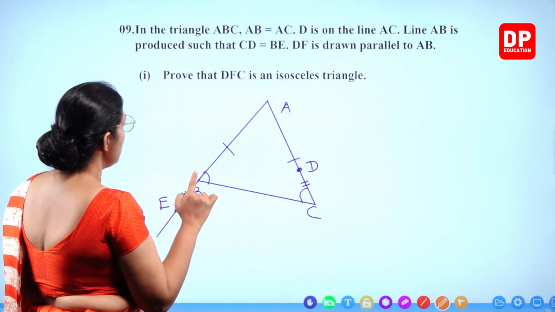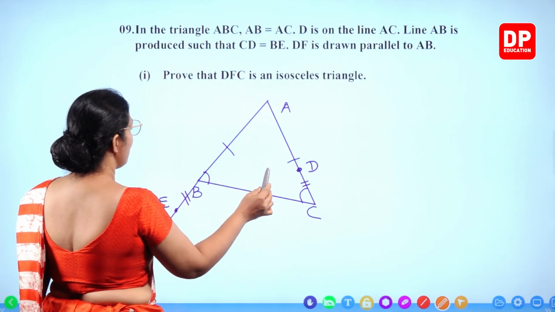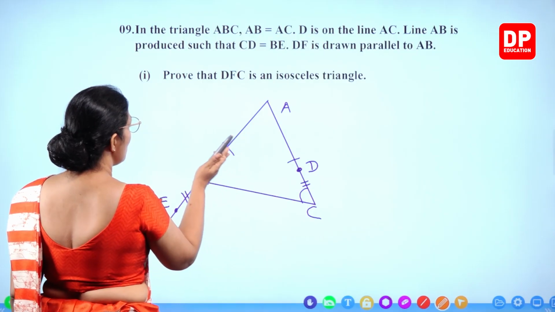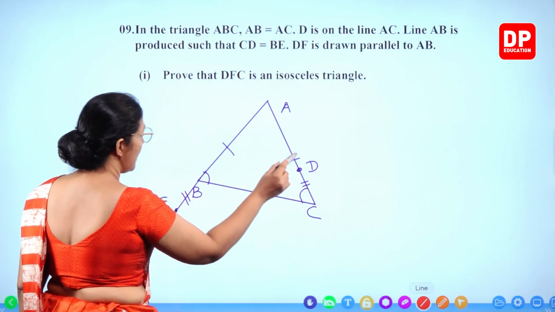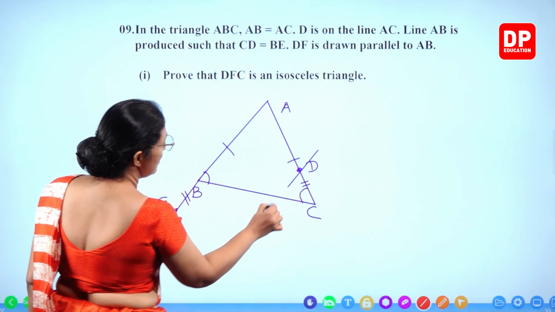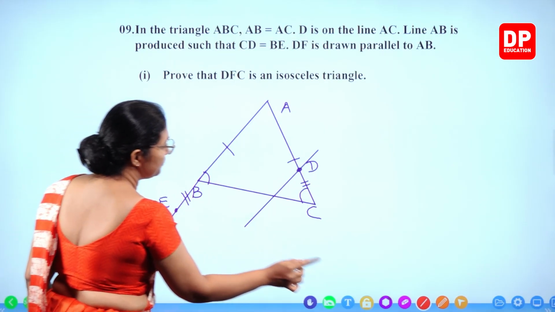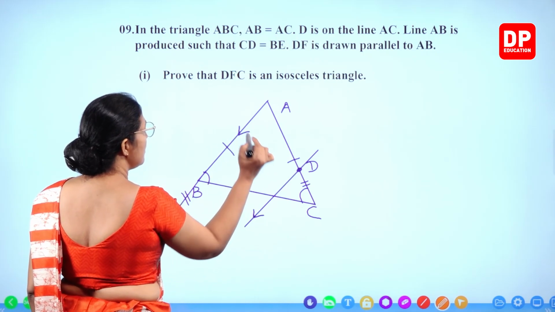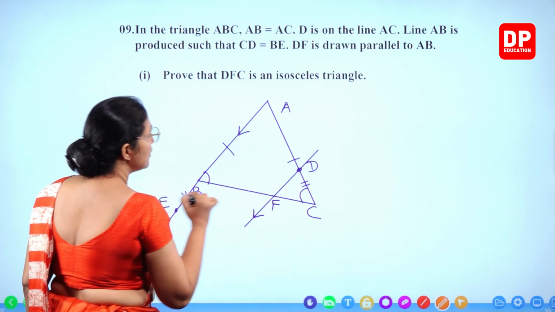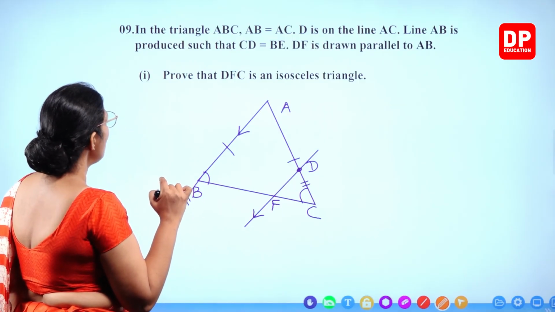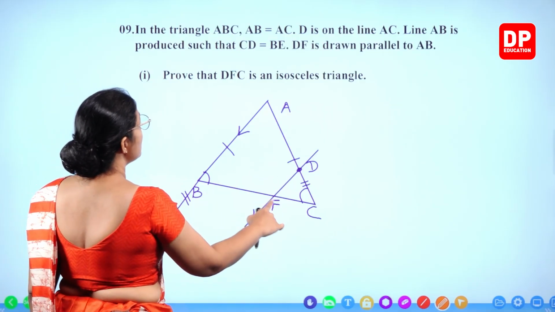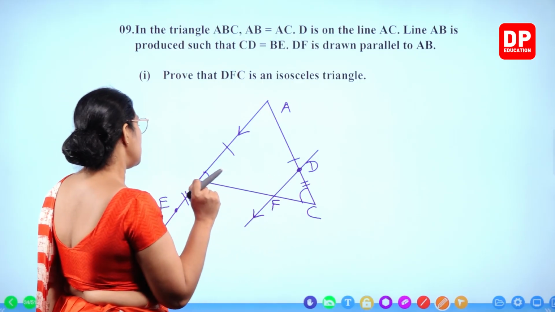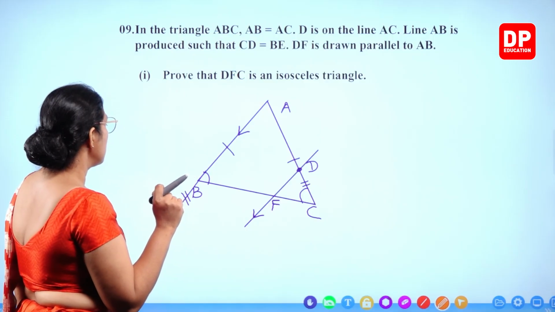Then DF is drawn parallel to AB. So here, parallel to AB, there's a line DF, something like this. This line is parallel to this one, and it's DF. Prove that triangle DFC is an isosceles triangle. So you have to show that this is an isosceles triangle. So let's do that.